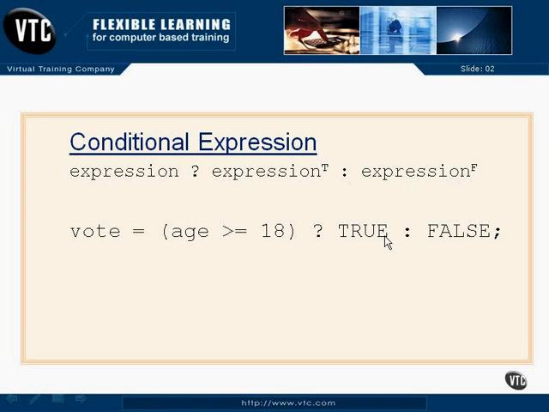So here's an example down here. Here's our assignment that we're going to do. So this is not really part of the conditional expression, vote equals. That's just an assignment when we're done. Here's our little test. This is this part right here, the expression, age is greater than or equal to 18. So we're checking this person's age, and our voting laws here, you have to be 18 or over to vote. So we're looking to see if our age is greater than or equal to 18.